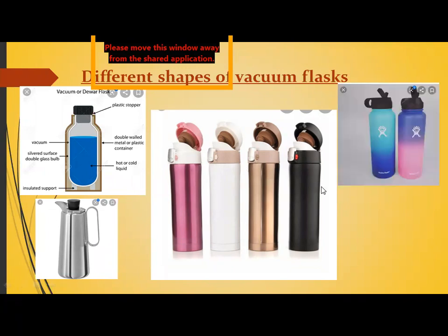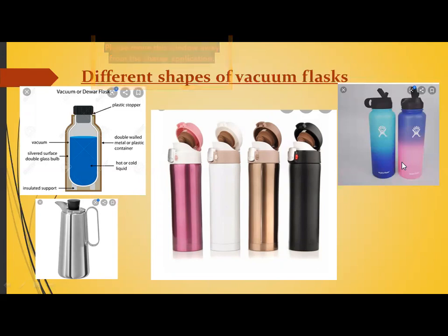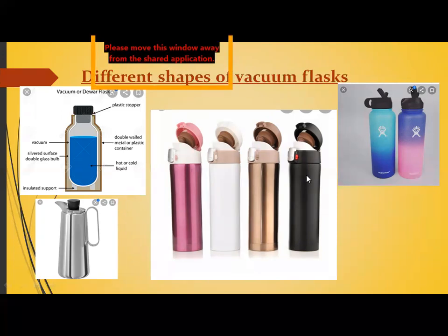And come towards the last, these are the so-called plastic bottles. These are also considered to be vacuum flasks, but they are not as good as compared to these shapes, because the others have a vacuum and can keep your colder or hotter liquids long lasting. So these are different shapes of your vacuum flask.